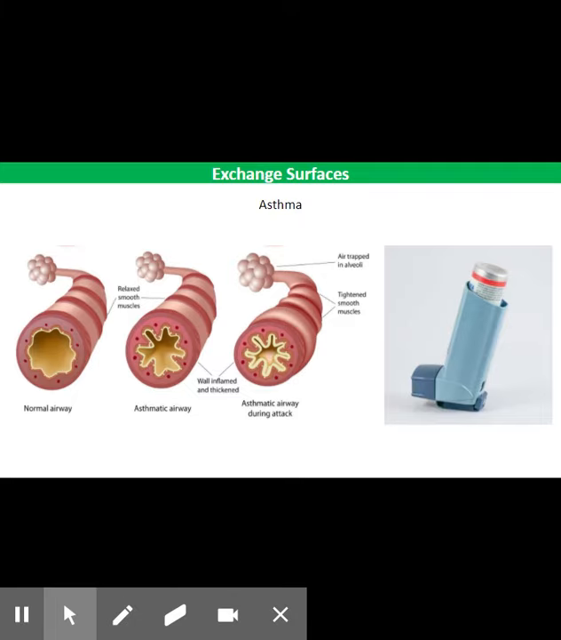You also need to be aware of the condition of asthma. Obviously quite common. Triggers of asthma include house dust mites, cigarette smoke, pollution, pollen, and even stress.